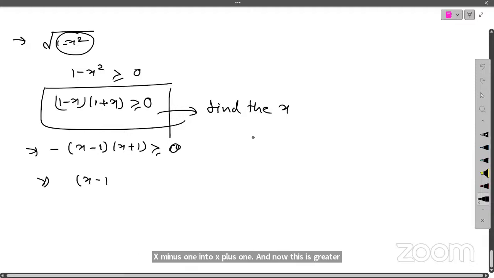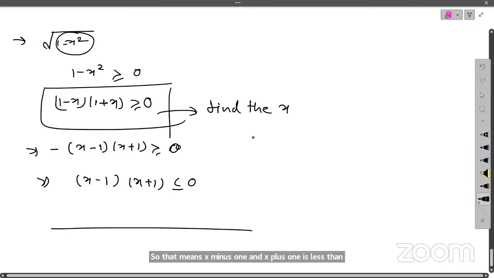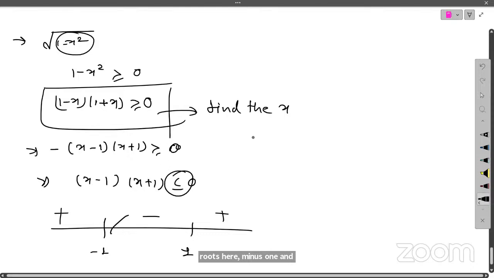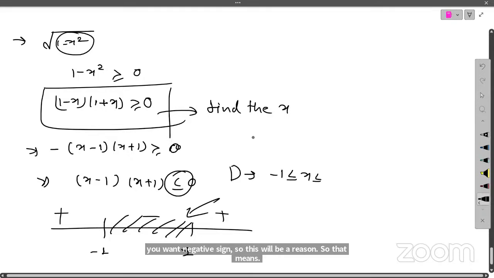So that means (x minus 1)(x plus 1) is less than or equal to 0. Then you put your roots here, minus 1 and 1. Since the sign is positive here, it will be positive, negative, positive. And you want the negative sign, so this will be your region. So the domain will be minus 1 less than or equal to x less than or equal to 1.